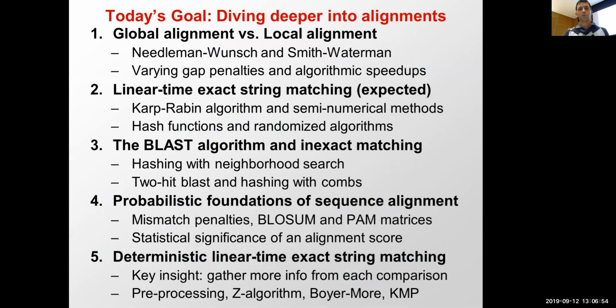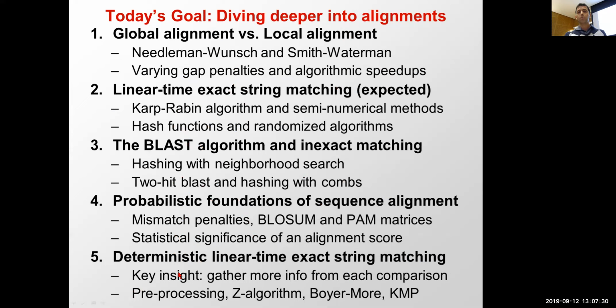So the first thing we're going to do is review global alignment from Tuesday, and then introduce local alignment by simply varying the boundaries and so on and so forth. How do we vary gap penalties? How do we speed up things algorithmically? And then we're going to look at how we can go from quadratic time, which was a lot better than exponential, to linear time, which is a lot better than quadratic. And then we're going to look at the BLAST algorithm for inexact matching, and then the probabilistic foundations of sequence alignment, and then lastly, deterministic linear time matching.